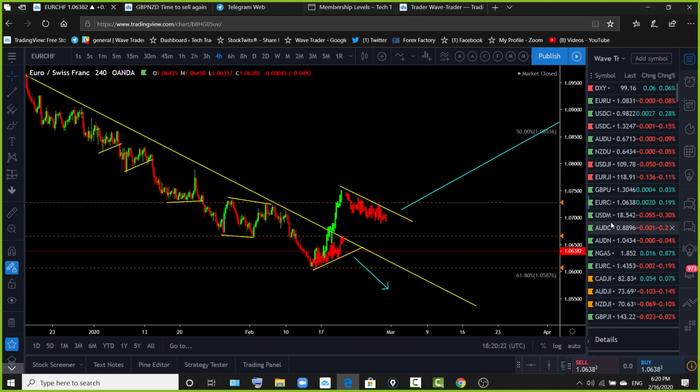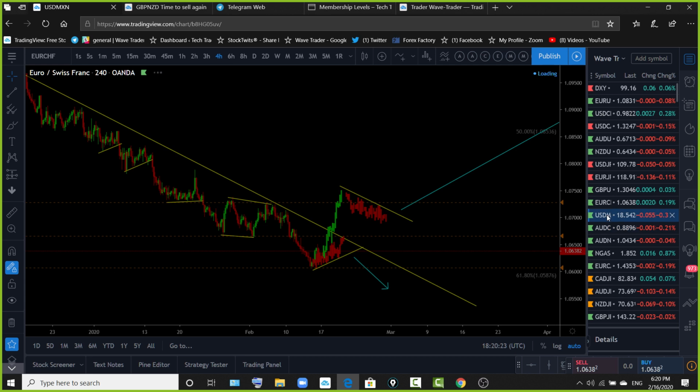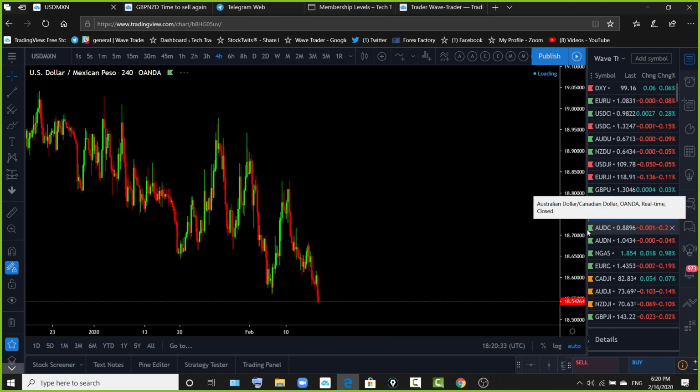So gold and silver are not at a place to buy for the longer term, all right? So don't buy them for the longer term, for the monthly time frame. Yeah, short term, short to medium term, it's okay, but not for the longer term, all right?